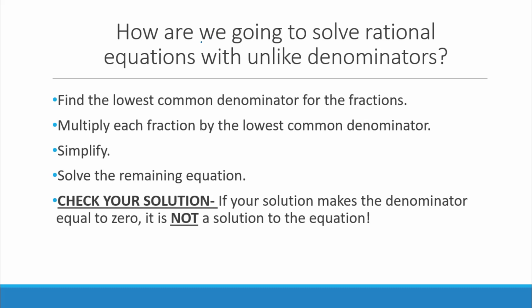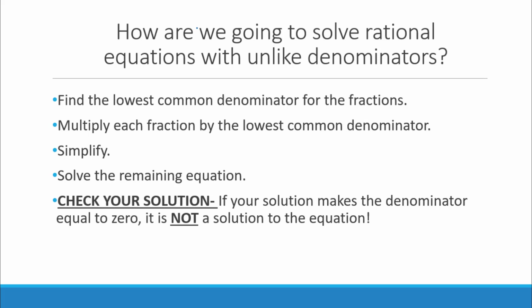How are we going to solve equations with unlike denominators? We're going to basically do that same process that we just used with complex fractions. You are going to come up with your common denominator. You're going to multiply each fraction by the common denominator to get rid of the fractions. You're going to simplify and then you're going to solve.